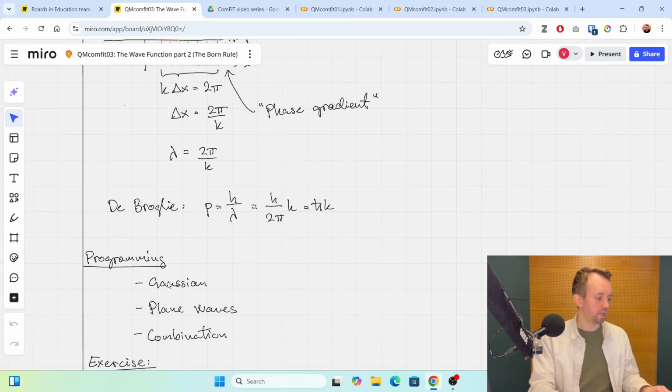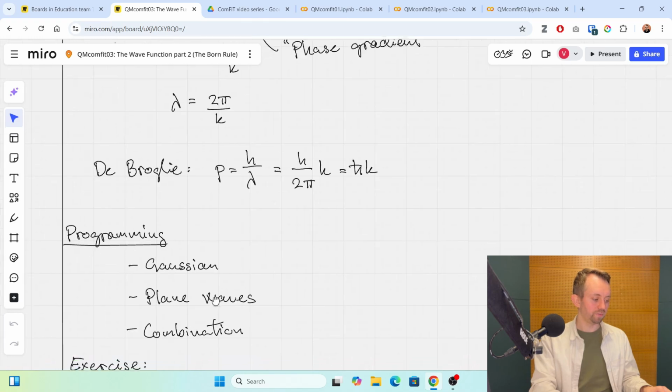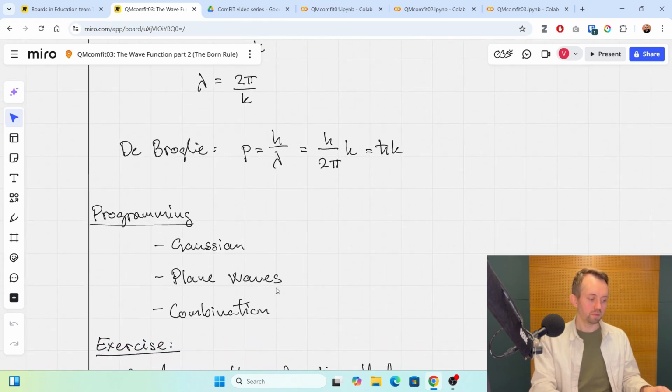So let's have a look at the programming. What we're going to do now is have a look at this Gaussian wave function, and then we're going to have a look at the plane waves, and then we're going to combine them in order to give the state that we're working with a velocity. And if you feel comfortable, then I suggest that you pause the video and try to do all the things that you expect me to be doing first, and then see if I end up doing the same thing as you did.